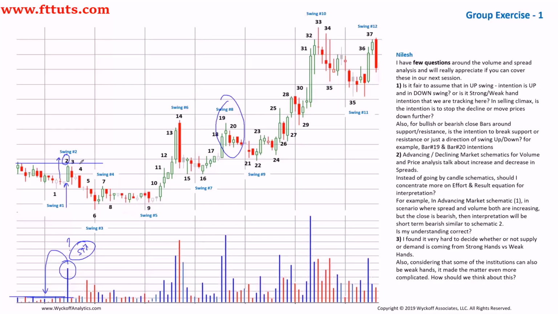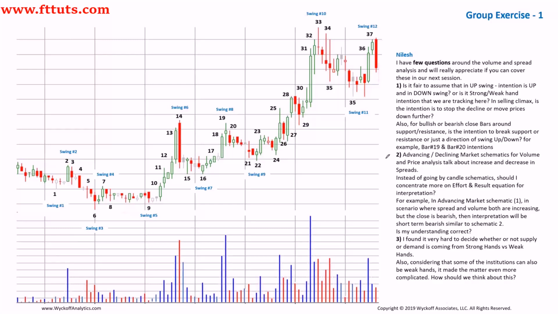But yes, the intention is always not just to break the support or resistance. So let's say like this one right here at 25. It doesn't show a commitment above the resistance. It shows only an attempt to commit, an intraday commitment, and then the close is below that. So intention is always to commit above or below.